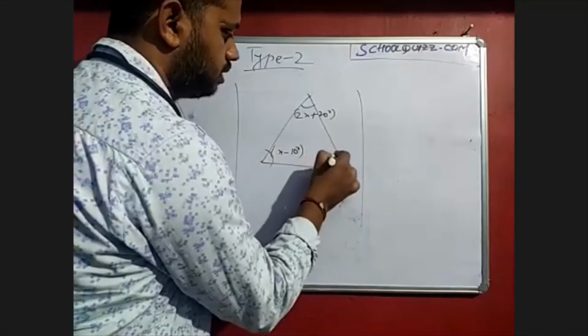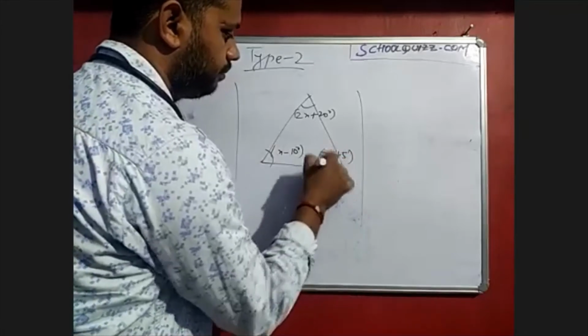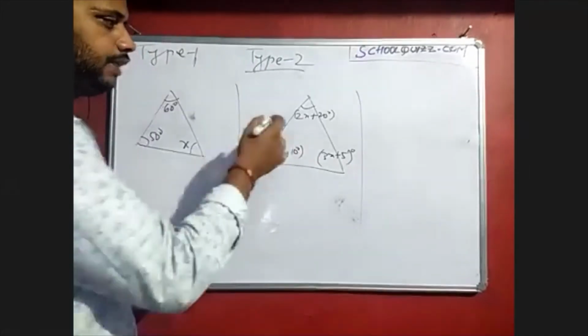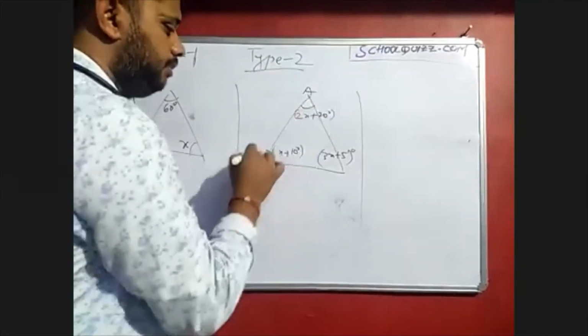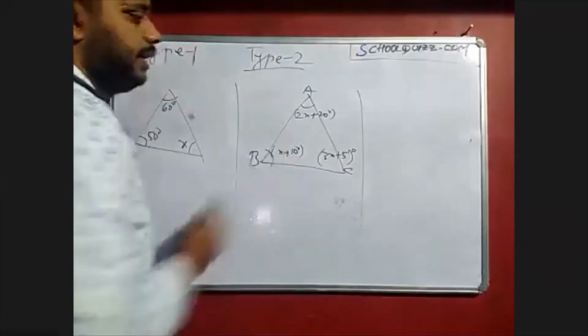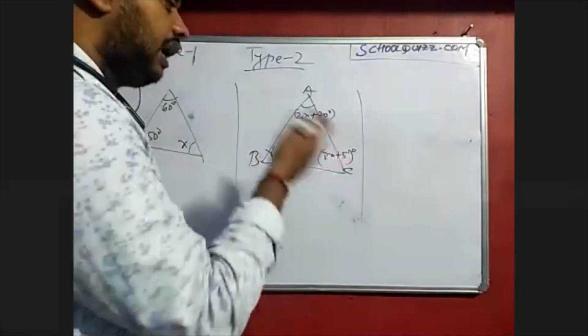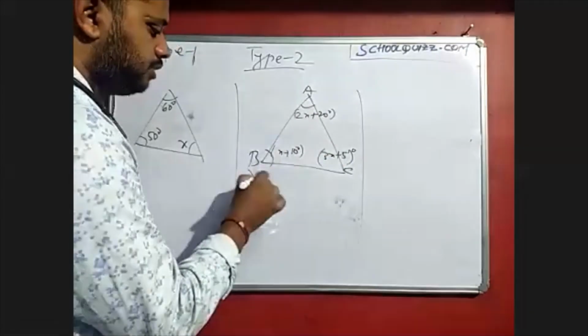Suppose 3x plus 5 degrees, that is the plus only, and they ask you to find the angles of that one. Suppose A, B, C. They will ask you to find the angle. So this is a type 2 question. It means first you have to go with the x. After finding x, then suppose 2x plus 20.